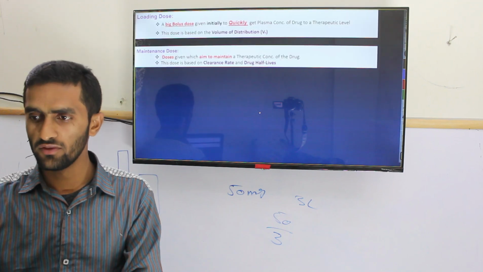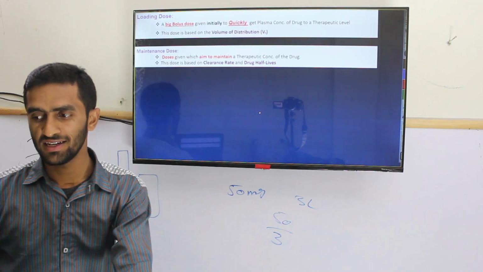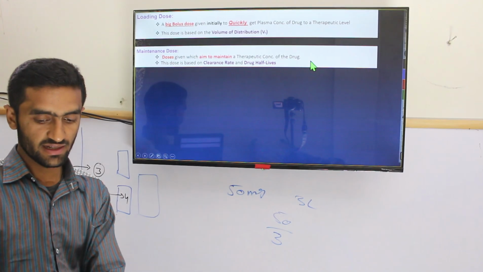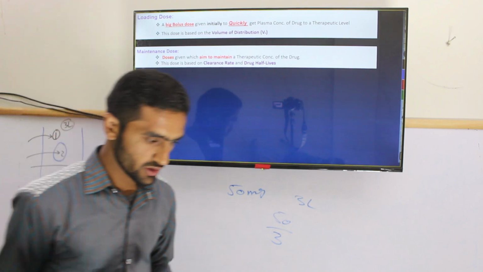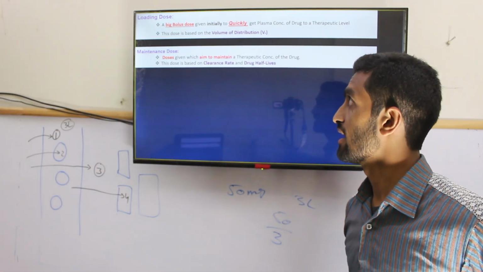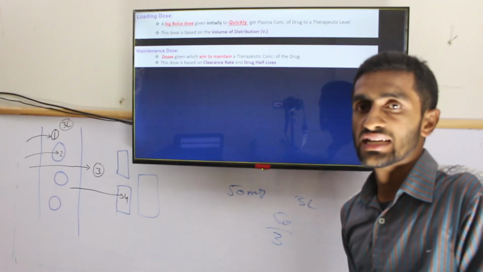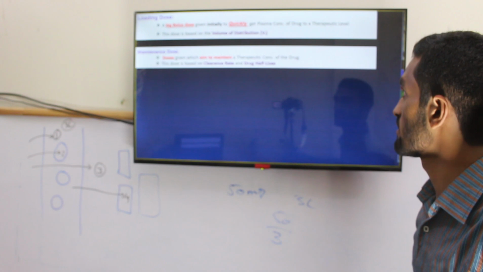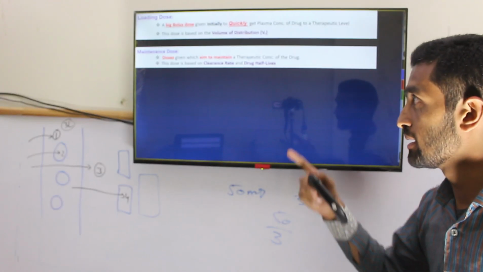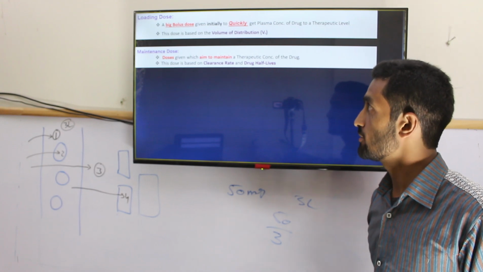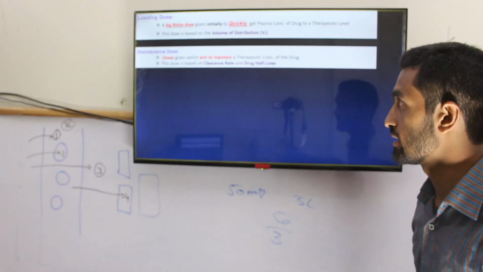Now, another challenging and very practical question: the loading dose and the maintenance dose. So, two doses. A loading dose is one big bolus which we initially give to quickly bring the plasma concentration of the drug to a therapeutic level, while maintenance doses are given to maintain a therapeutic concentration of the drug.